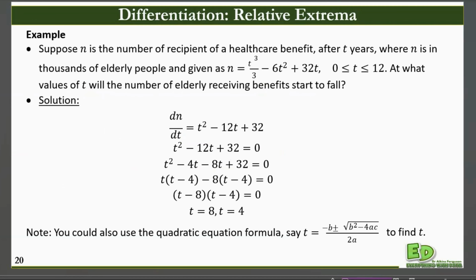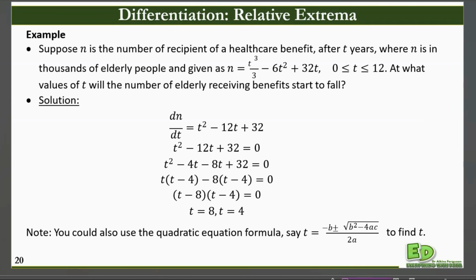Let's look at the final parts of the session, which is also the application of what we've learned under relative extrema. Right. Suppose n is the number of recipients of the healthcare benefits after t years, where n is in thousands of elderly people and given as n is equal to t cubed over 3 minus 6t squared plus 32t. The range is 0 is less than t is less than what? 12. At what values of t will the number of elderly receiving benefits start to fall?